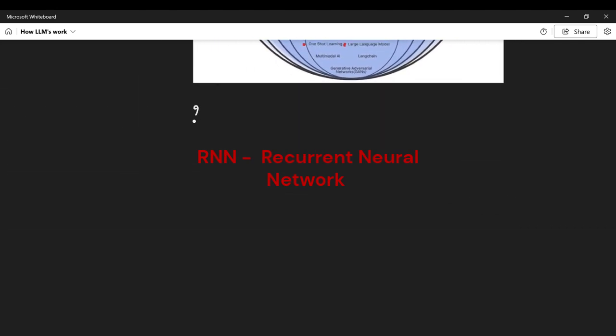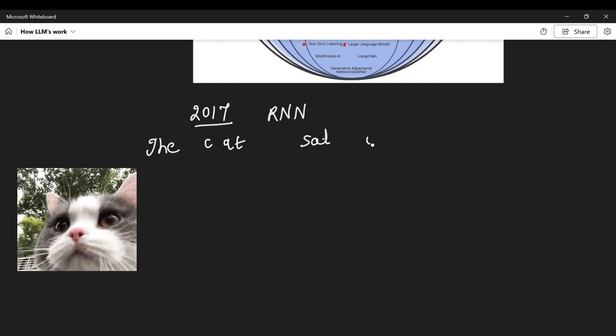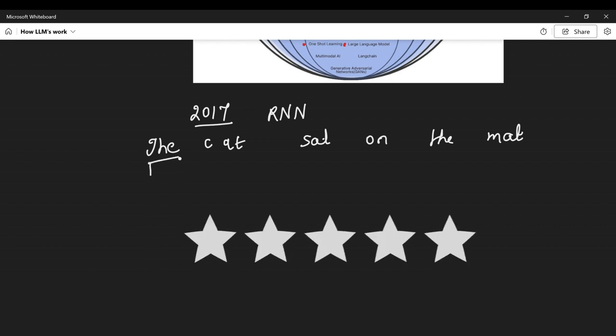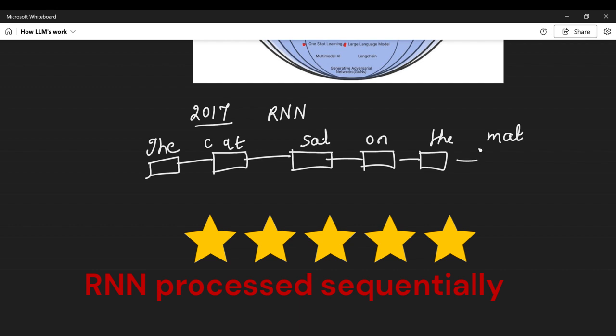Before 2017, before all this transformer existed, there was something called recurrent neural network, RNN. It used to take sequential inputs, like when we tokenize the words of "the cat sat on the mat". It first tokenized all these words and then did the vector embedding, and then sequentially it did the processing on the words.